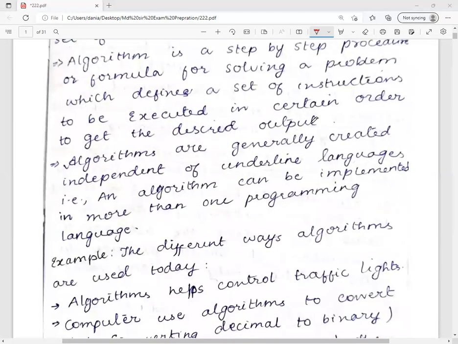An algorithm is a step-by-step process or formula for solving a problem which defines a set of instructions to be executed in a certain order to get the desired output. Algorithms are generally created independent of the underlying language. Okay, we don't need to care here whether we are using Java, Python, C++, any language we can use. Algorithm is independent of the language.